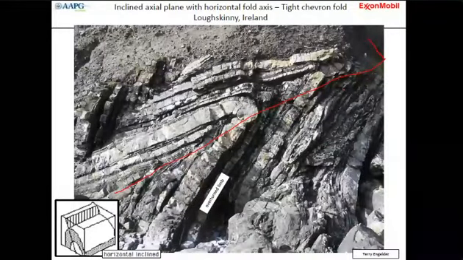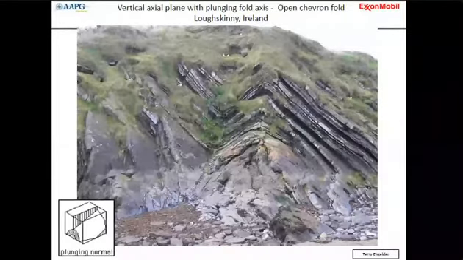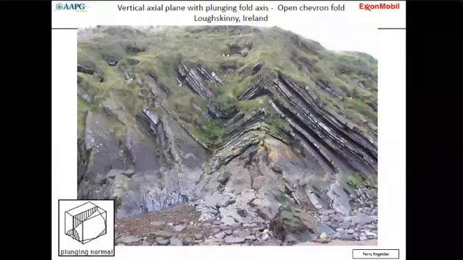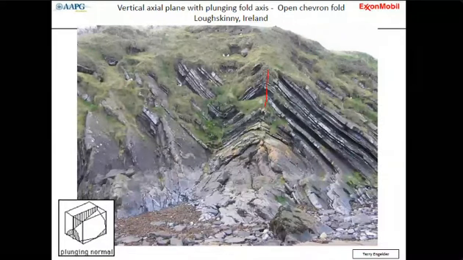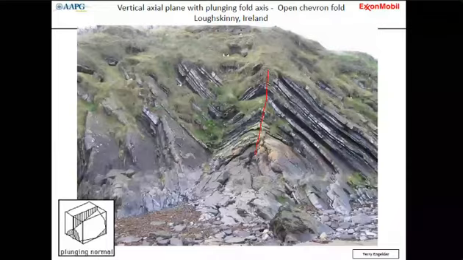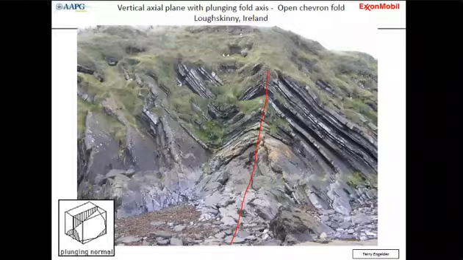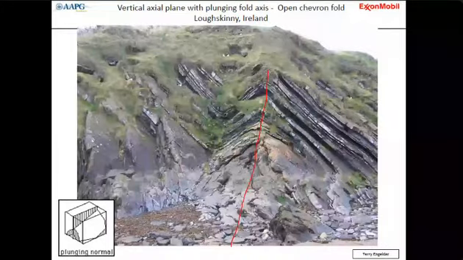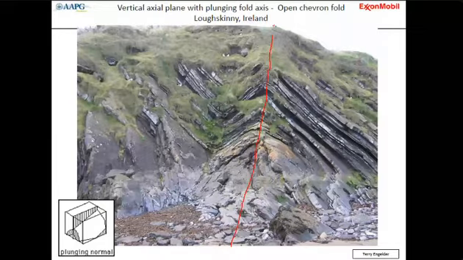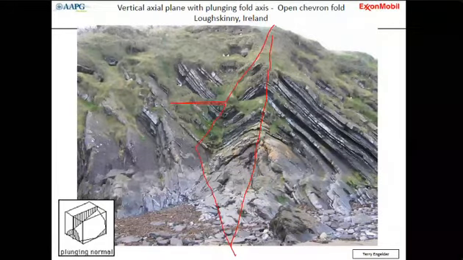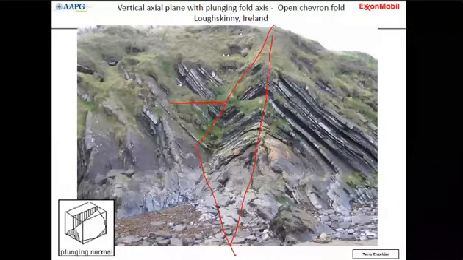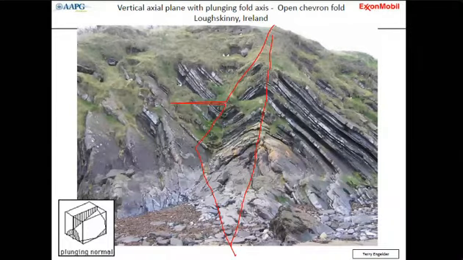You can see it's inclined, and we figure that the hinge line is horizontal. And then for this other one, you can see that the hinge line looks like it's plunging towards us. Can you guys see that? Yes, sir. It's like the hinge line is plunging towards us, but the axial plane looks like it is vertical. So this is plunging normal.